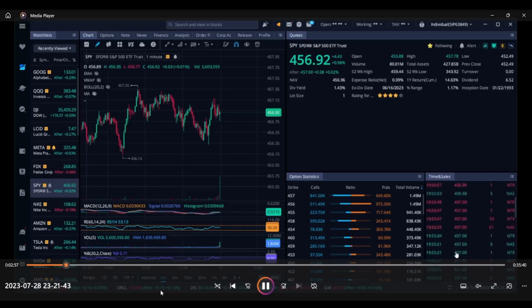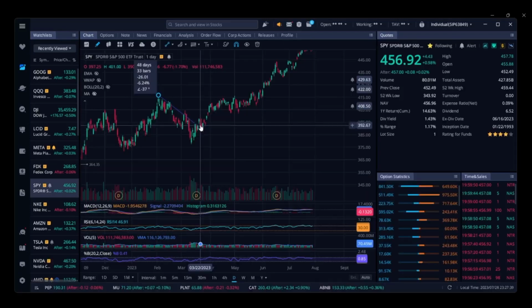This is the time of sales. So this is basically showing you every single sale. The red would be a sell, and the green would be a buy. And it tells you right beside it how many shares. So yeah, it tells you right there 100. That's probably one contract.